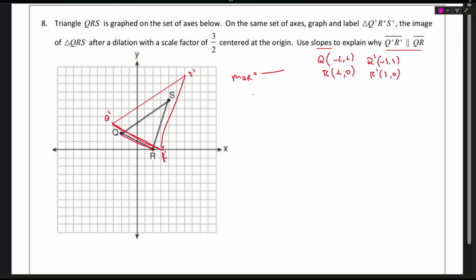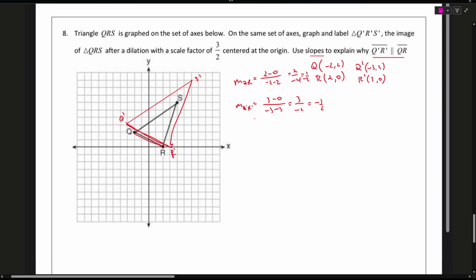So the slope of QR is change in y, 2 minus 0, over negative 2 minus 2, which is 2 over negative 4, which is negative a half. And then the slope of Q prime R prime is going to be change in y over change in x, which equals 3 over negative 6, which is also negative a half. So I guess you could show it this way. All right, that is good.